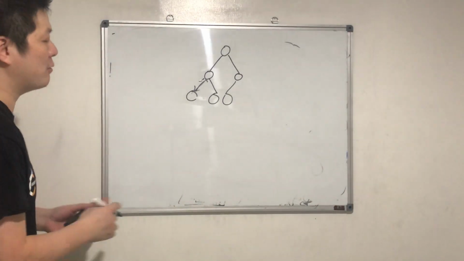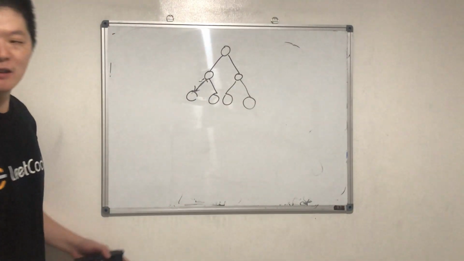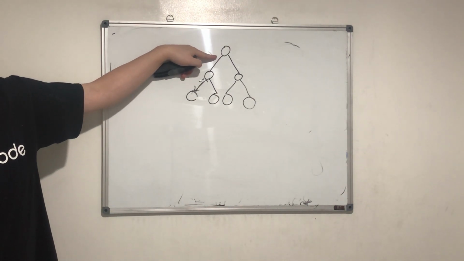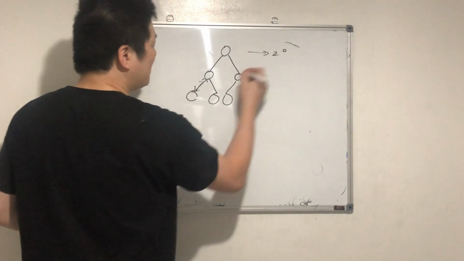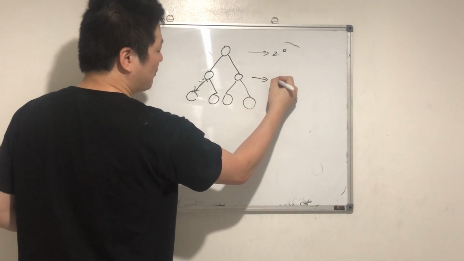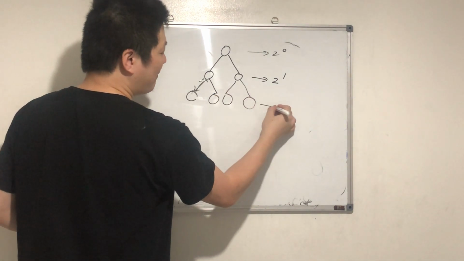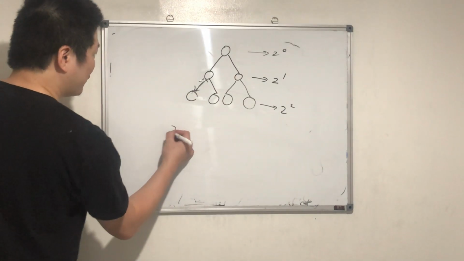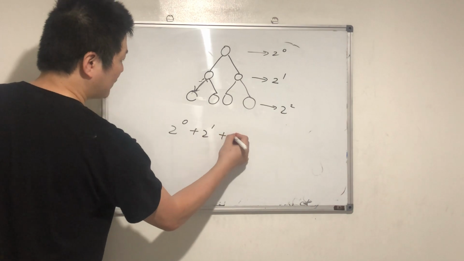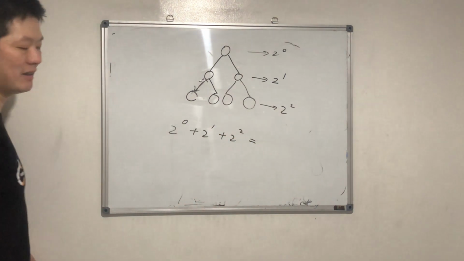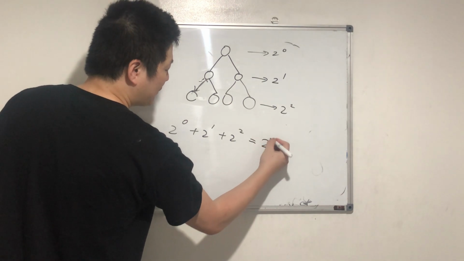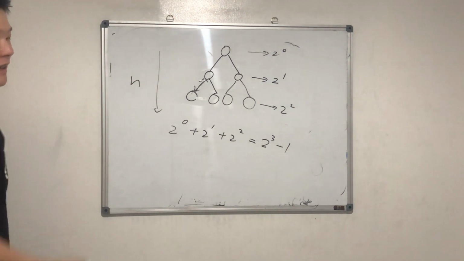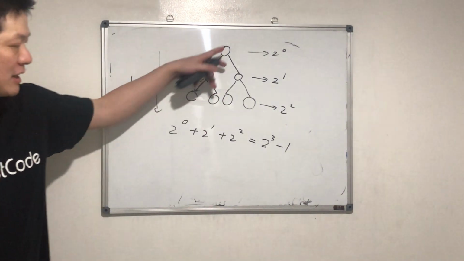So what kind of binary tree is this one? The first level has one node, which is 2 to the power 0. The second level has 2 nodes, which is 2 to the power 1. The third level is 2 to the power 2. When you add it together, 2 to the power 0 plus 2 to the power 1 plus 2 to the power 2 equals 2 to the power of 3 minus 1. So if there are n levels, how many nodes does this tree have?